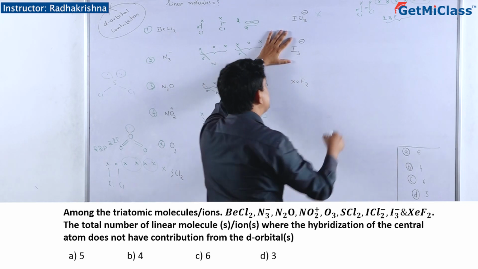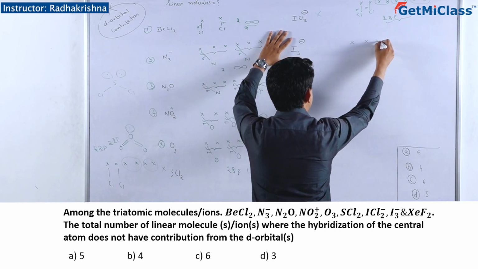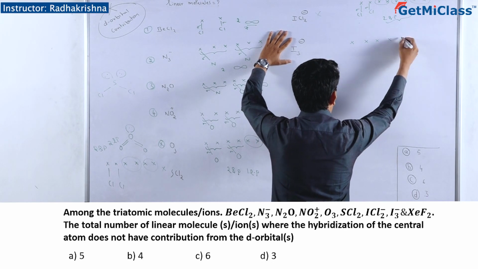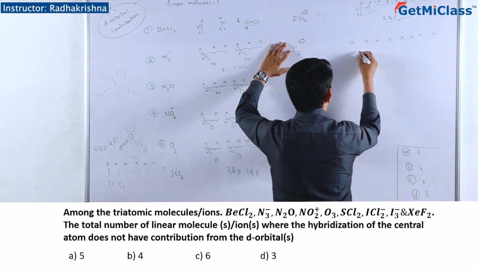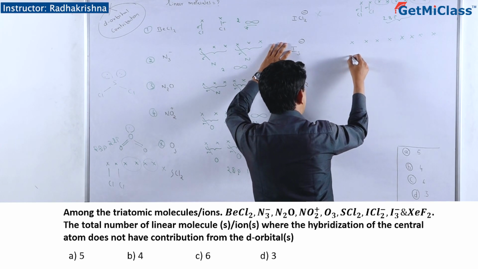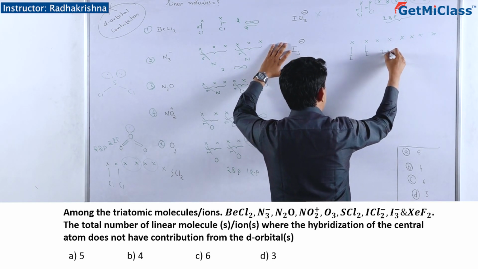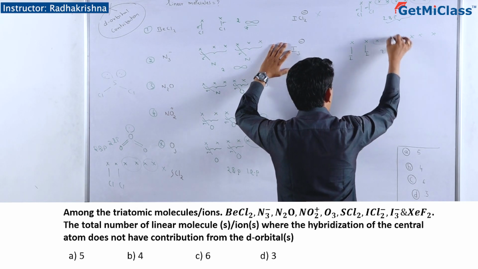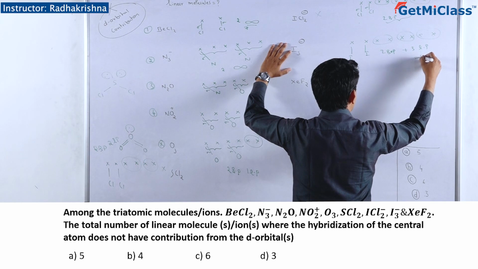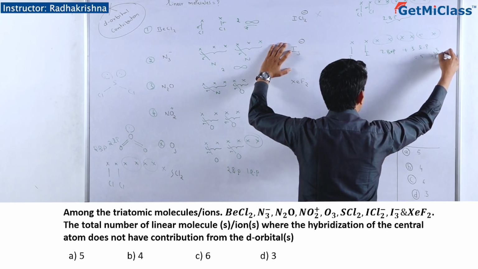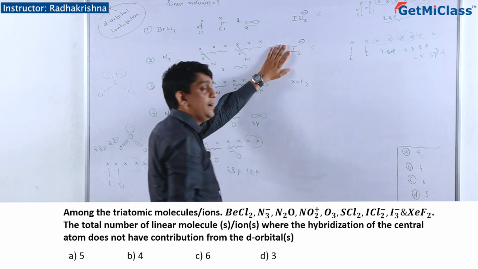Then we have I3 minus. Iodine in the center, 7 valence electrons, minus means 1 electron extra. We have 2 iodines attached. I know iodine is monovalent. So we have 2 bond pairs and 3 lone pairs, so total 5 hybrid orbitals. It is already sp3d. D contribution is there, so I should not consider it.